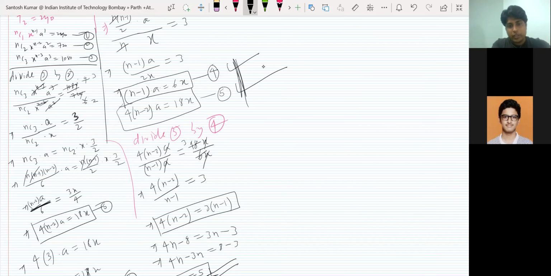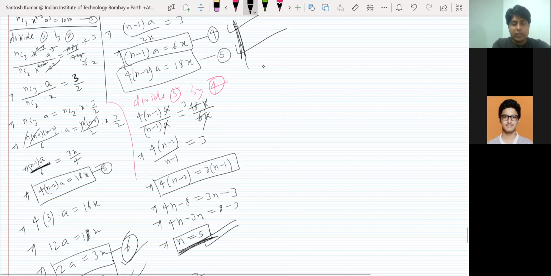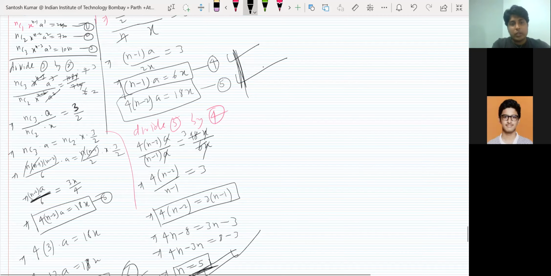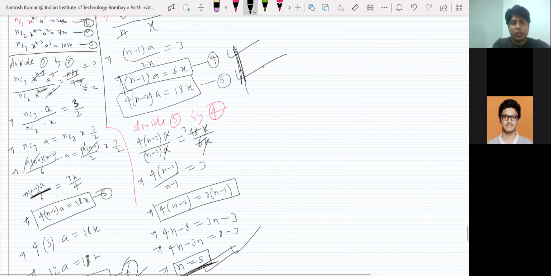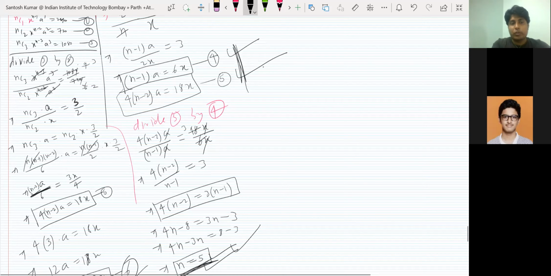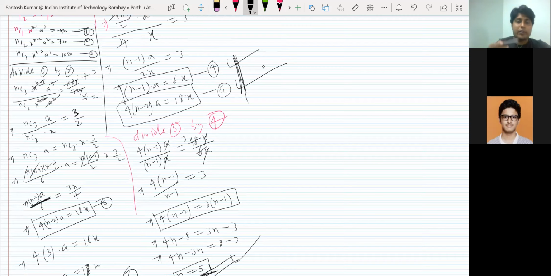Okay. So after this, I get the value of n, and this n value I put in equation 4 or 5, anywhere you can put. So you get a relation between a and x, and that relation I used in equation 1. So I get x, and then I put it in this 4 or 5. So you get a. So finally you get all the values.